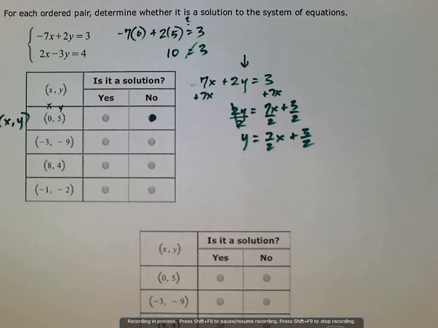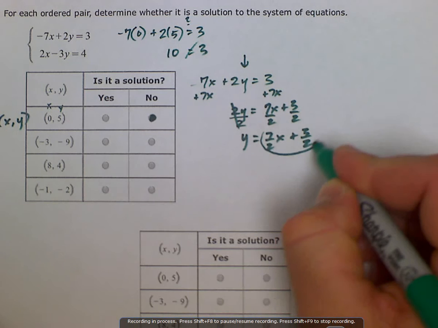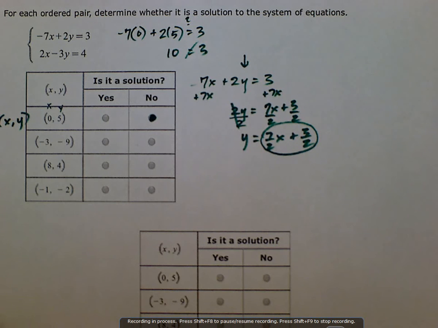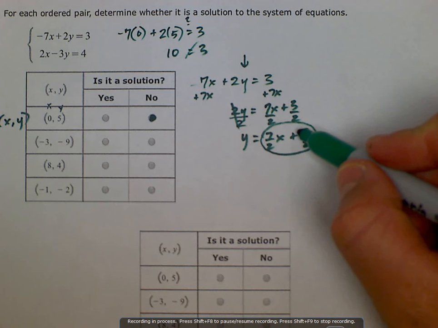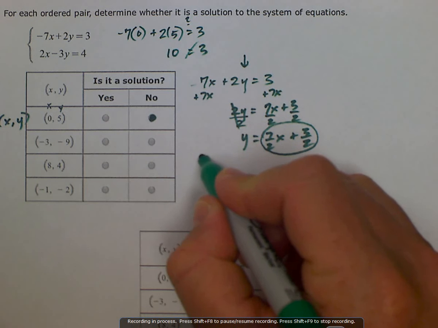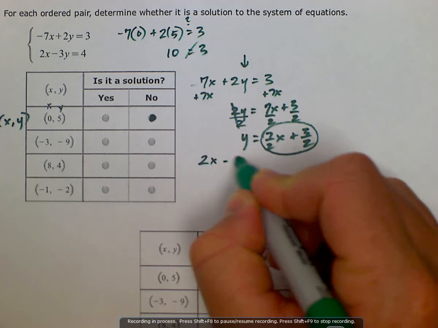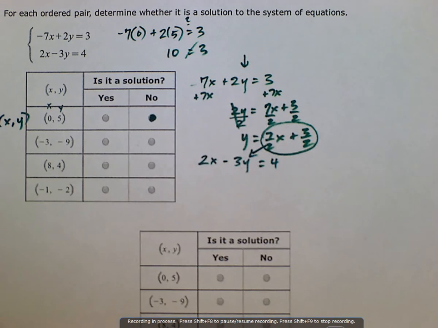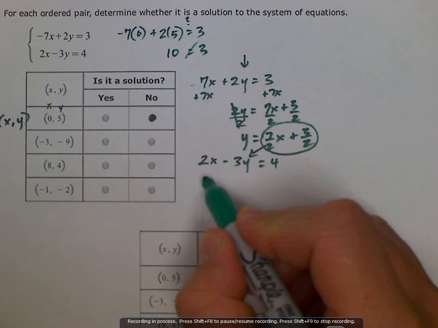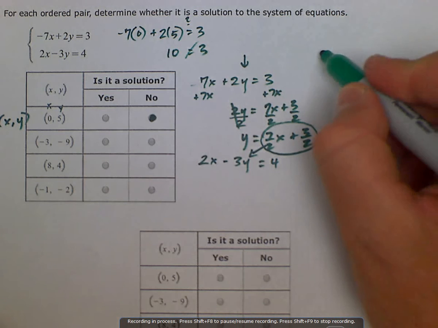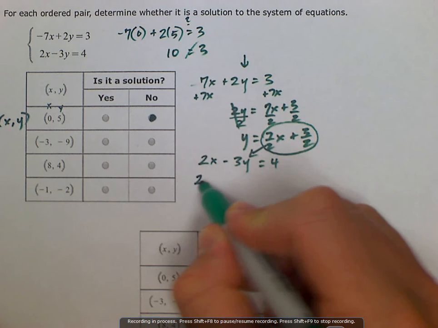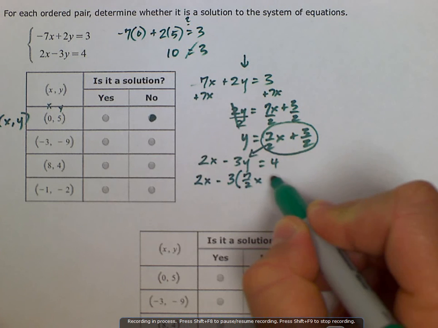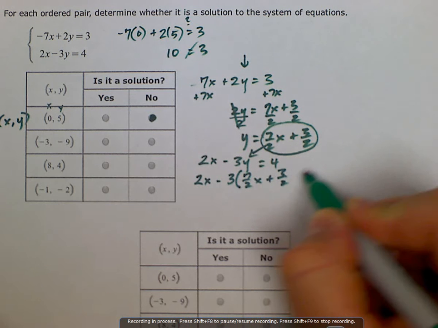Well, from here I could substitute this value in. This might seem like a little bit more work to do, but this is a second way to approach this problem. I would substitute this value in for y into the second equation. So my second equation is 2x minus 3y equals 4. Well, if y equals this value, I can substitute it for the variable here. So I'll write it right here so that you can see: 2x minus 3 times y, which is now 7/2 x plus 3/2, is equal to 4.